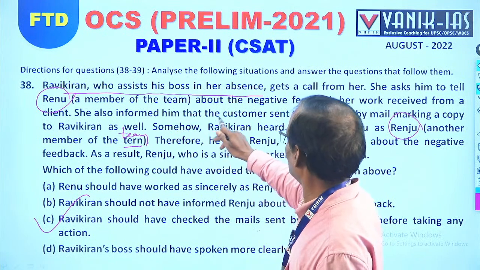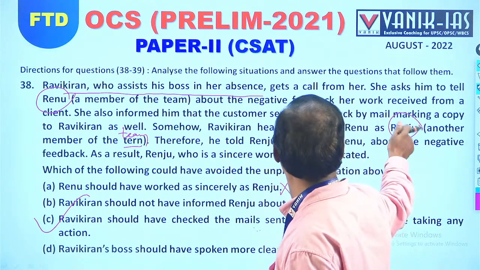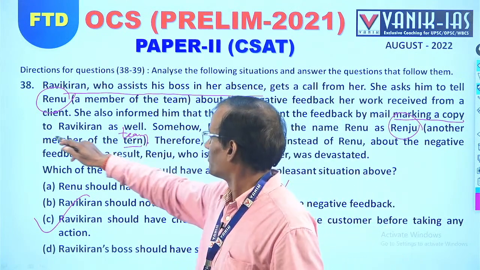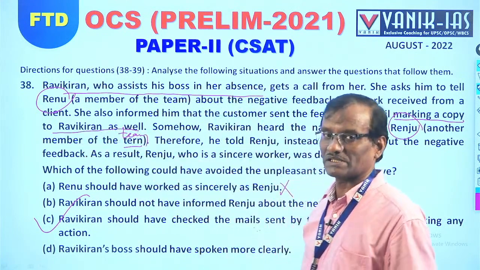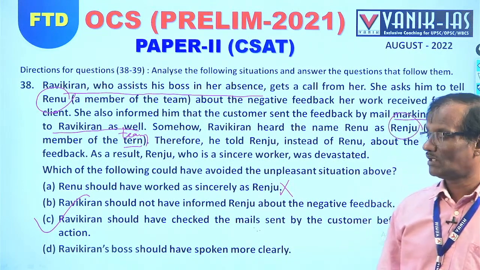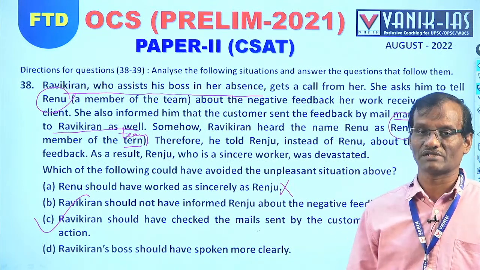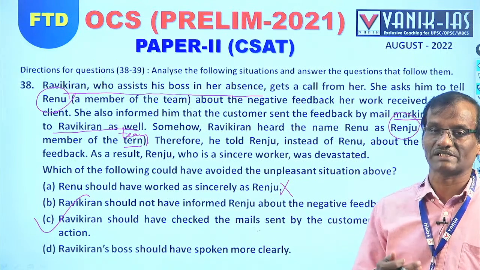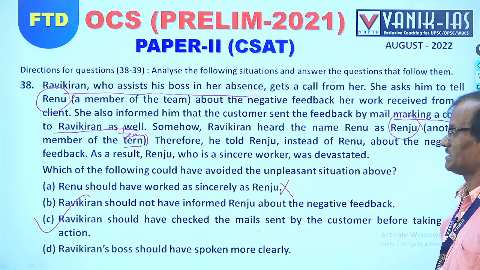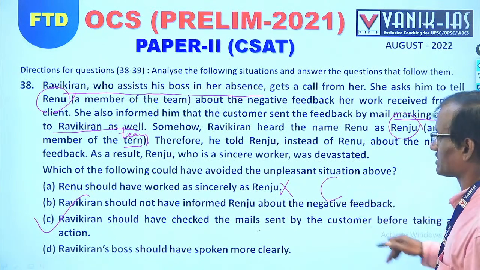The boss also informed him that the customer sent the feedback by mail, marking a copy to Ravi Kiran. So Ravi Kiran had already received the mail, not just the boss. That means he could have also checked the mail, because a copy had been sent to him along with the boss. So that will be C, situational analysis.